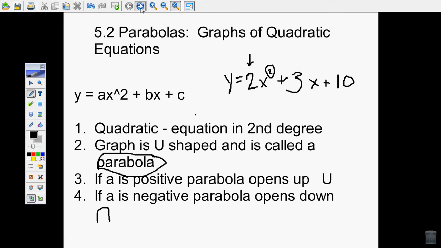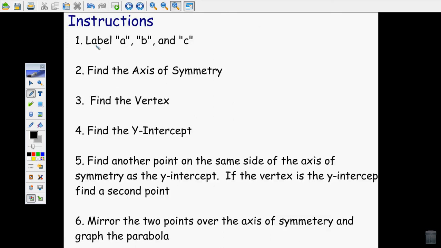All right, here are a couple other things that we're going to be doing when we go to work on graphing a quadratic equation. We're going to be labeling A, B, and C. We're going to find the axis of symmetry. We're going to find the vertex. We're going to find the y-intercept.